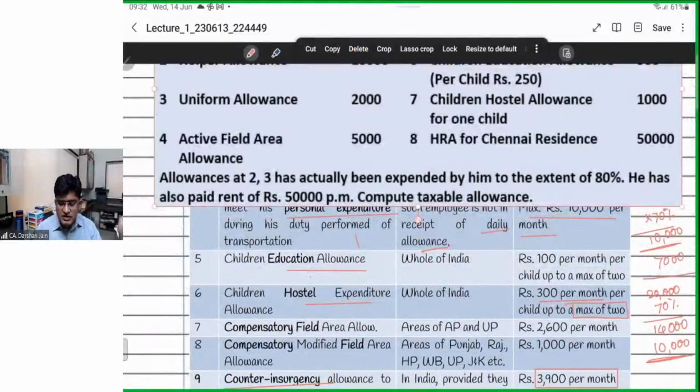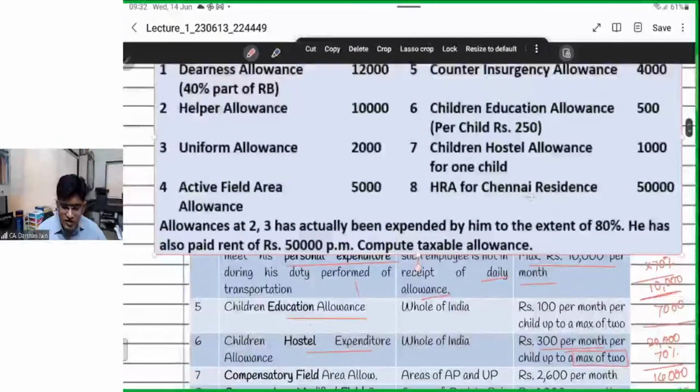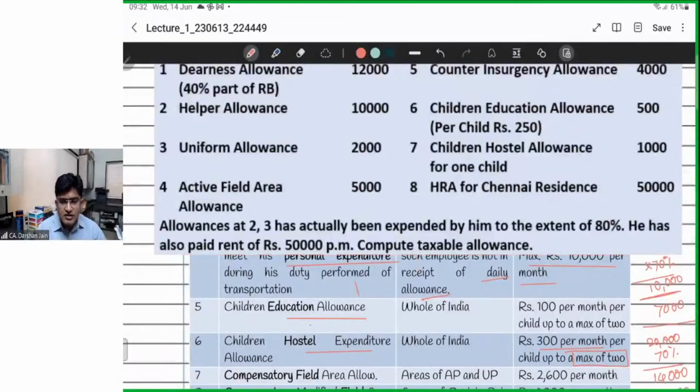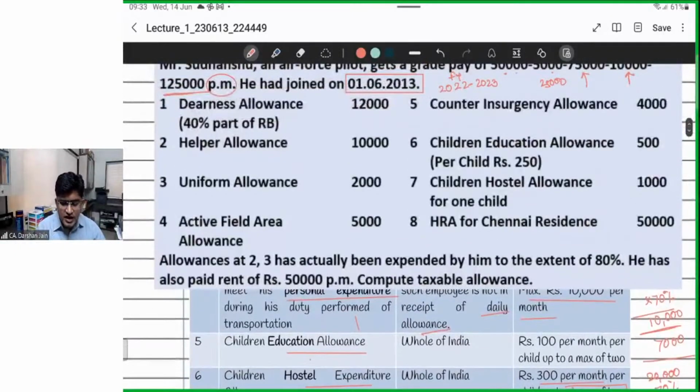So out of the 1000 that he has received, he would get an exemption of 300 rupees per month per child. Since he has got it only for one child, we claim exemption to the extent of 300 only. Had he got it for two children, 1000 rupees for two children, in that case, 600 rupees would have been the exemption. And thereafter, I've got HRA for Chennai residents. This is why we have to calculate the grade pay and the dearness allowance. Had it not been for this HRA related adjustment, we would not have calculated the amount of salary, because 10% of salary is what we have to calculate here, right? But otherwise, for all other allowances, we don't have to calculate salary. Allowance at 2 and 3 have been actually expended by him to the extent of 80%.